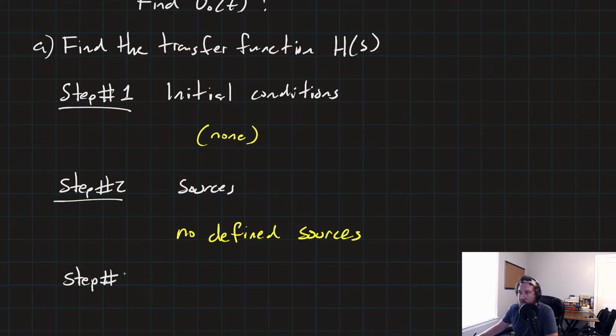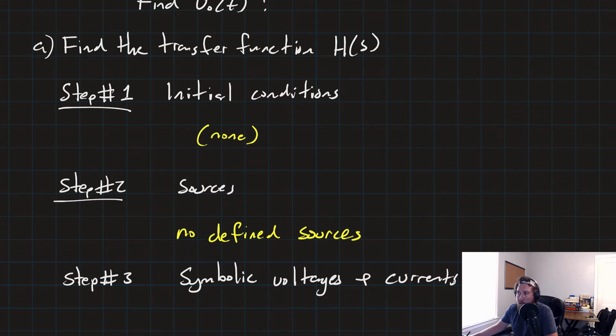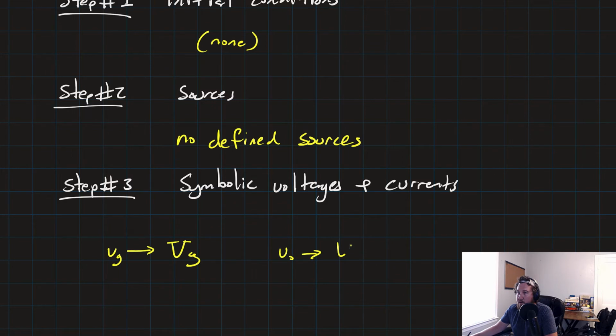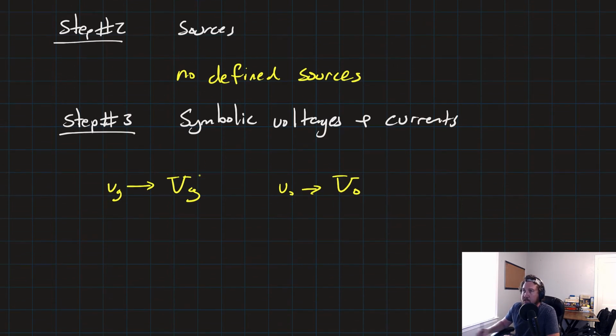Then step number 3 is our symbolic voltages and currents. For this particular analysis, there are 2. We'll have that little vg becomes capital VG, and little v out becomes big V out. So there we go. Next up, step 4, the circuit elements.